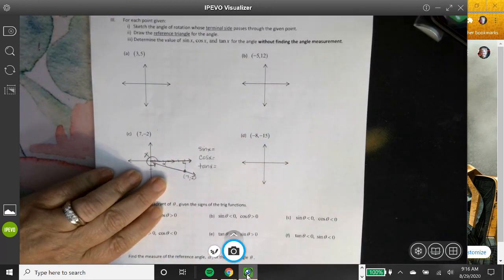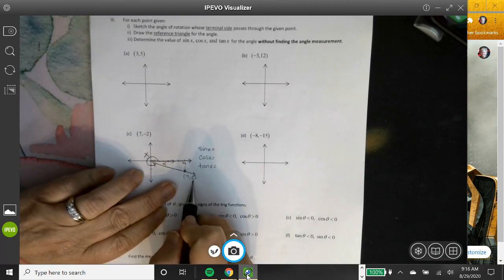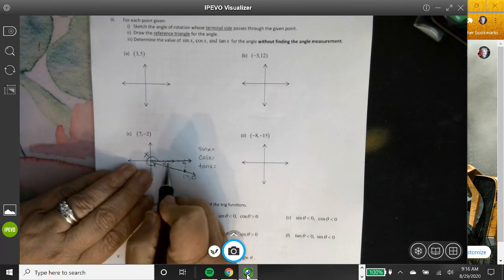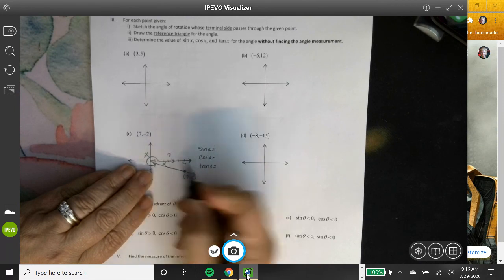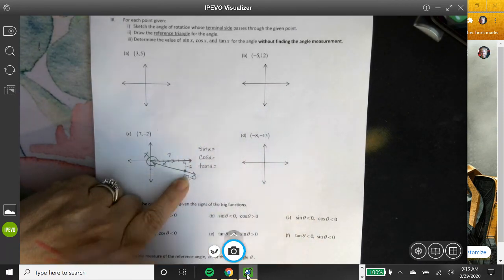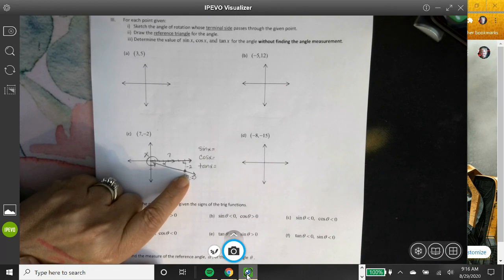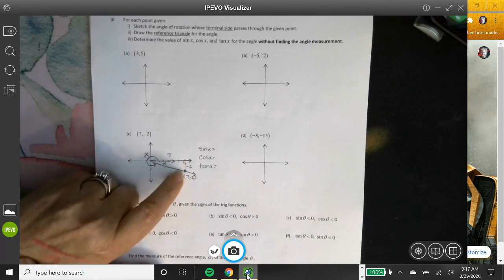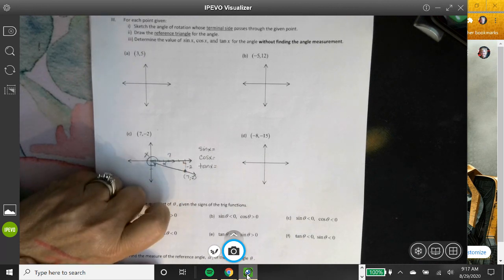Well, in order to do that, I need some side lengths. If I know this point is 7, -2, I know this length is 7. In which direction did I go to go down? I went down, right? So this is -2. Now I'm labeling that -2, not because the side length is negative, but that's the direction I went when I was going to my point, okay?